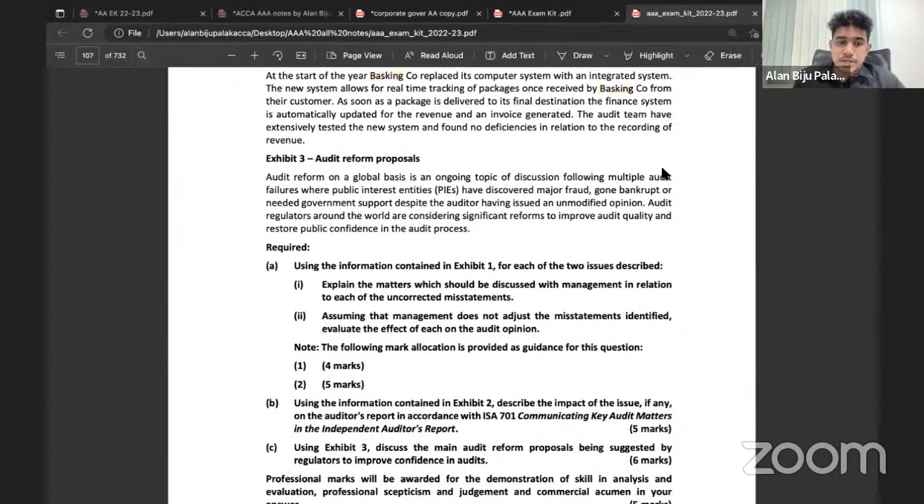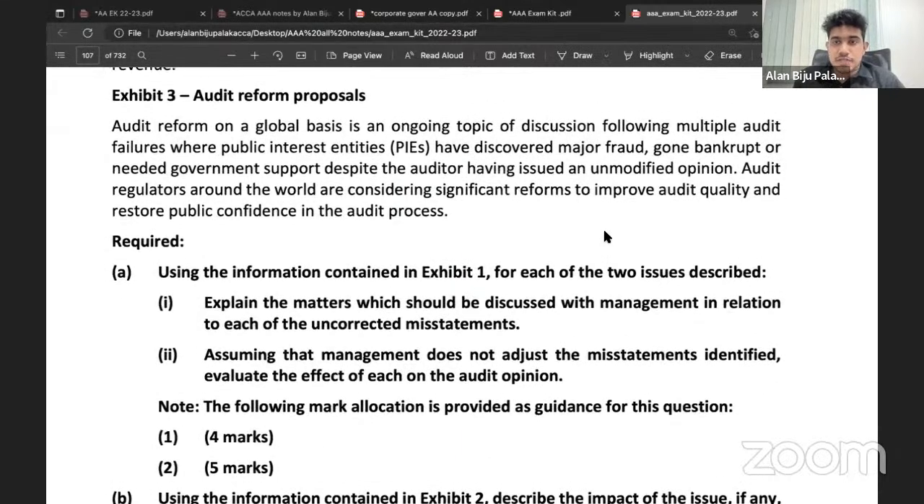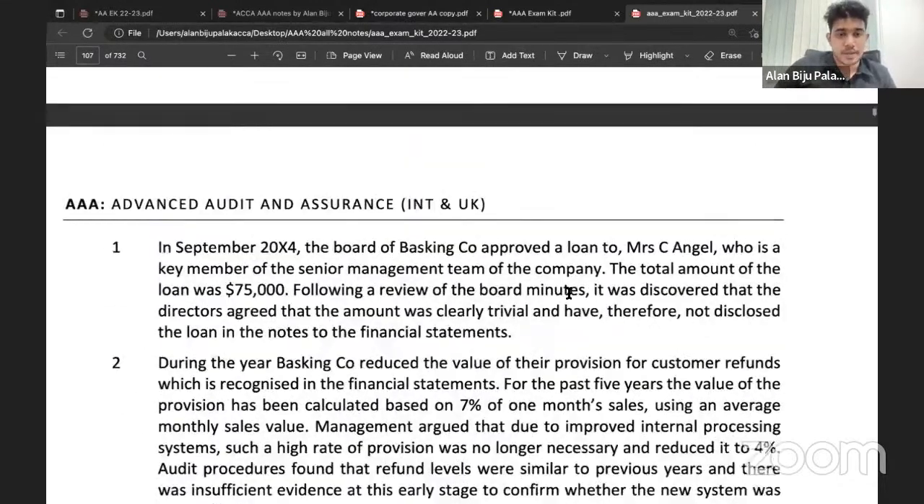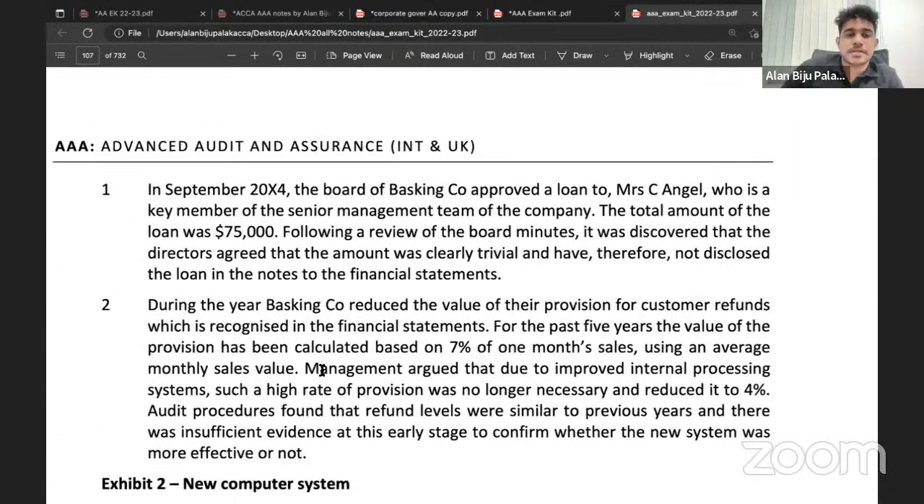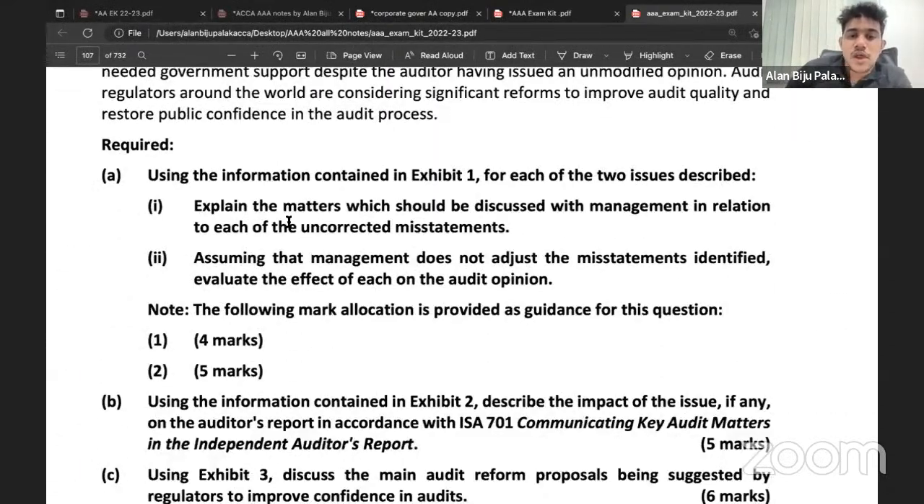So the examiner might be asking you to explain the matters which should be discussed with the management in relation to each of the uncorrected misstatements. Assuming that the management does not correct the misstatement identified, evaluate the effect of each on the auditor's report. So they have given us some scenarios, maybe 2 scenarios over here. And on the basis of these 2 scenarios, they have asked us about the matters which should be discussed with the management in relation to the uncorrected misstatements.